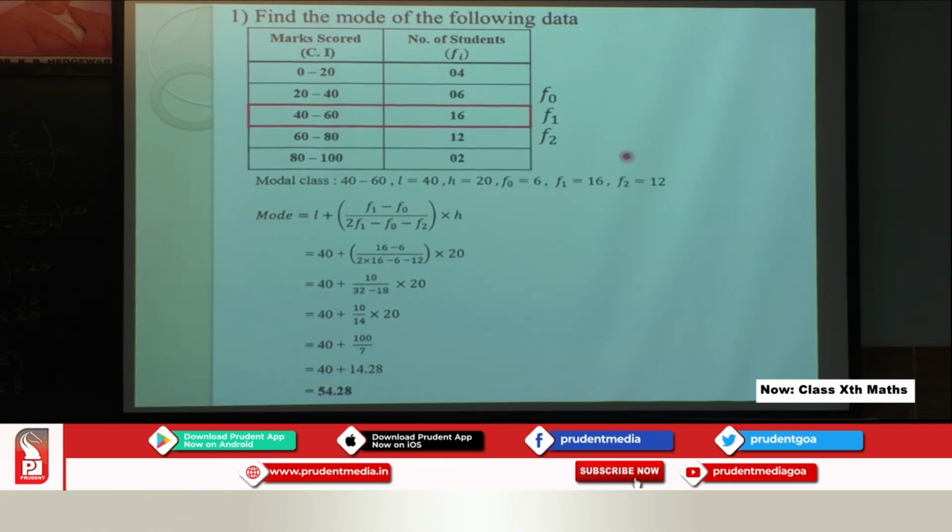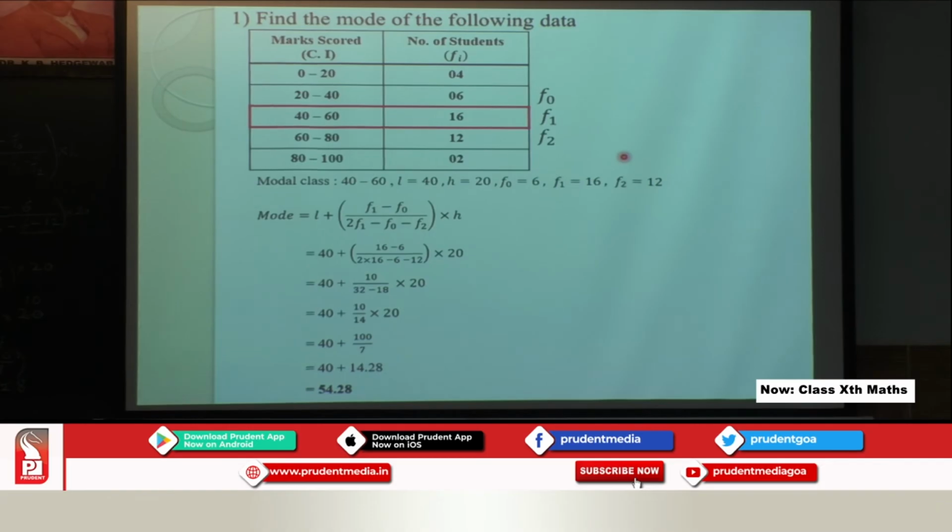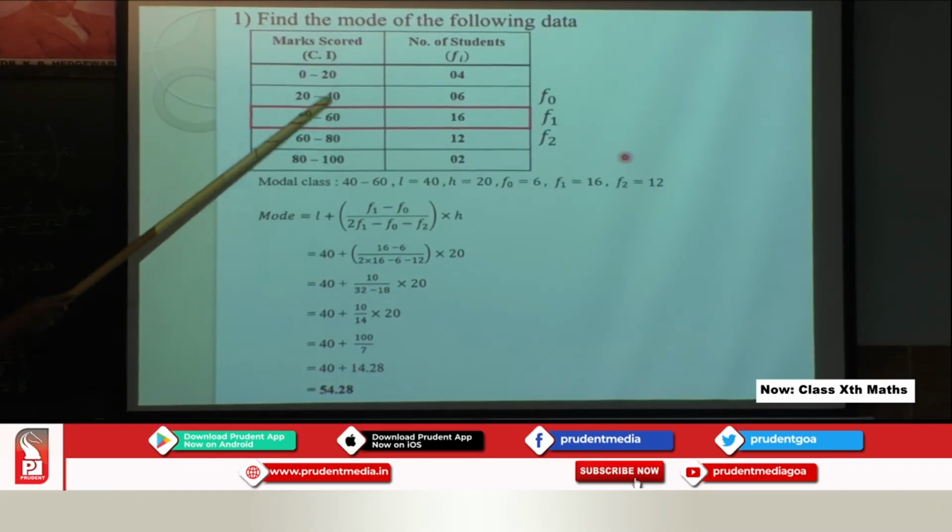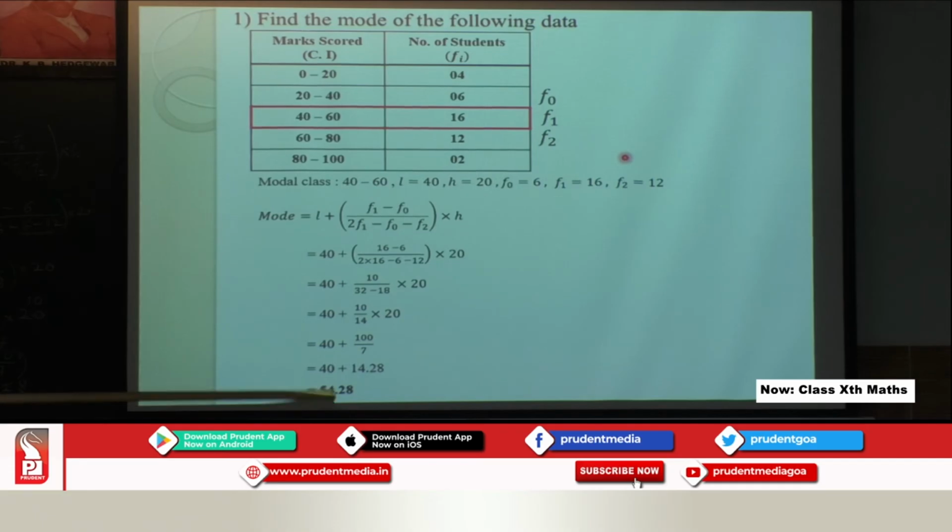Now how to know that your answer is correct? Your answer, 54.28, will be lying between the modal class. If it doesn't lie between the modal class, then it will be wrong. You can see 54.28 lies between 40 to 60, so it lies between the modal class 40 to 60. So are you clear with how to get the mode?